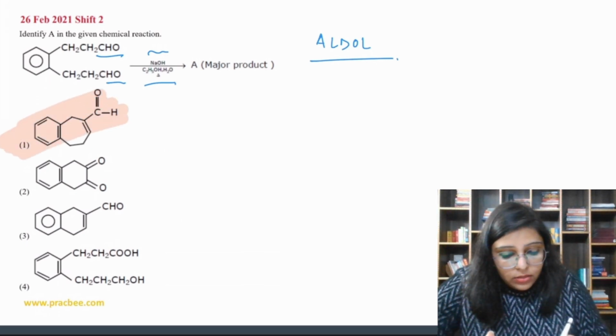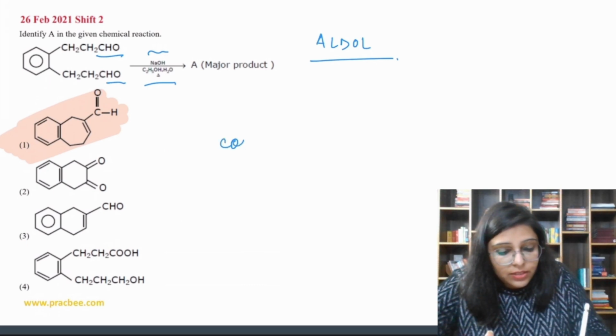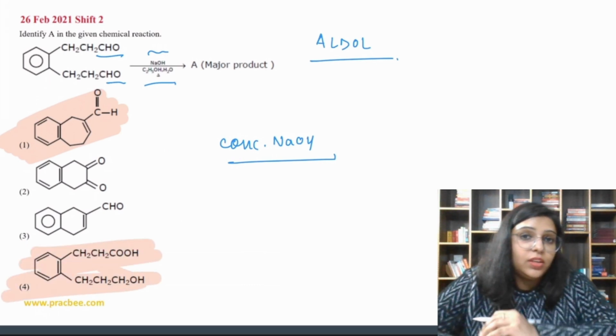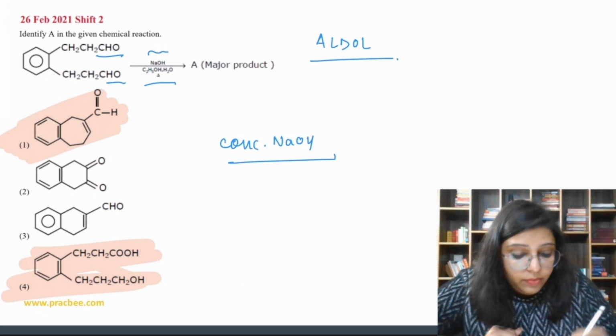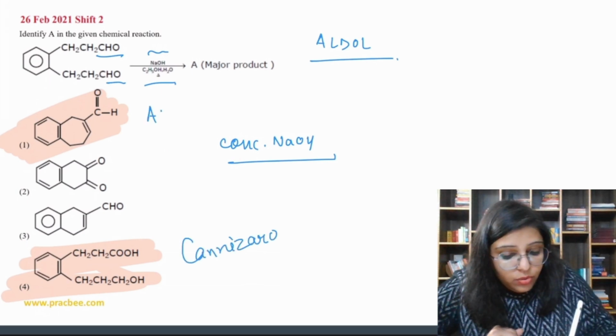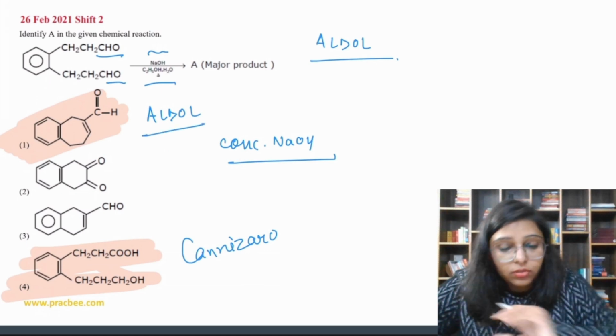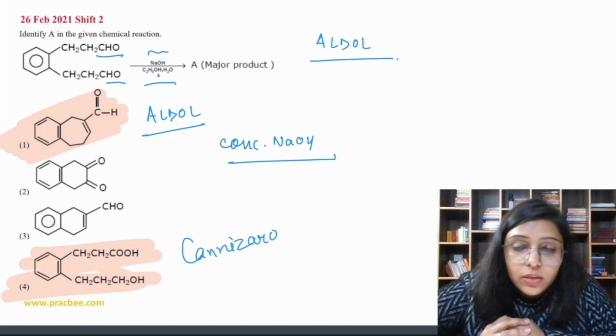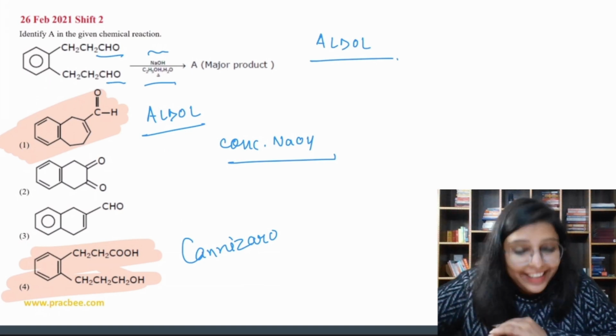first as the answer. But the point is that if here concentrated NaOH is given, then we can do Cannizzaro and we can have option number 4 as the answer. If we have Cannizzaro, so we have to do this thing. And if we want to do aldol, so we have this thing. So nothing is clear in this step. What should we do? So we have to form 7-membered ring. Nothing is going to happen.